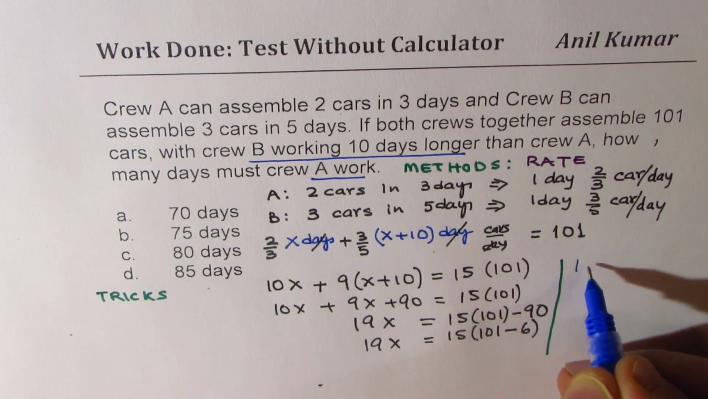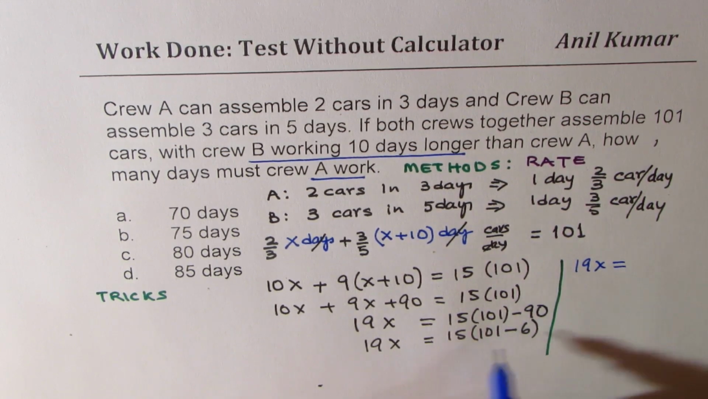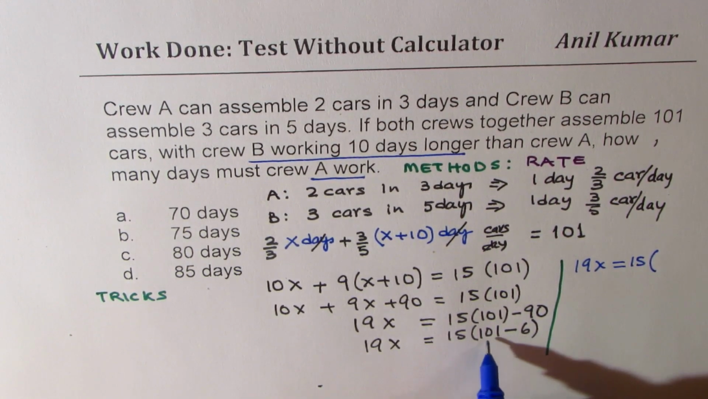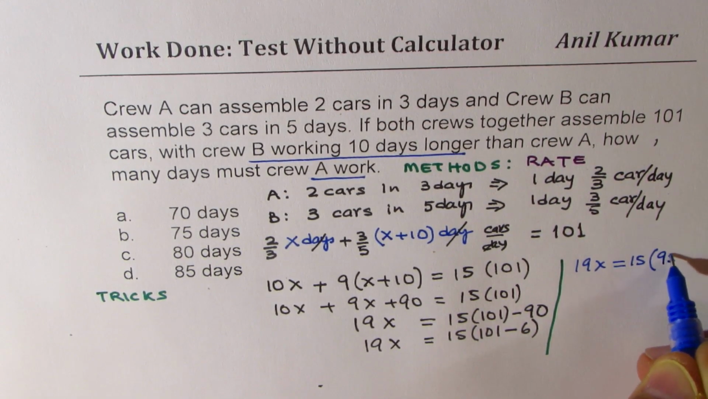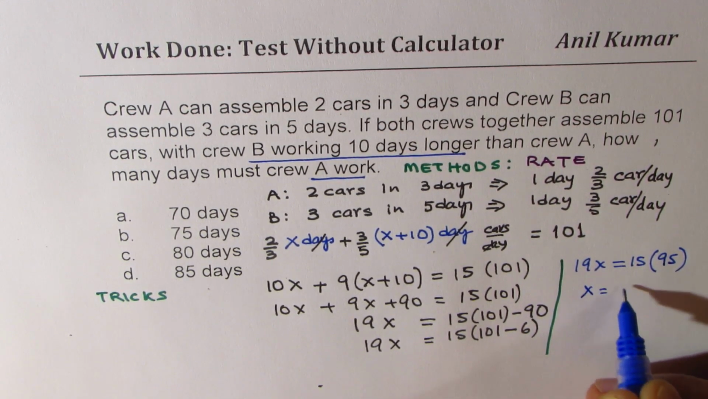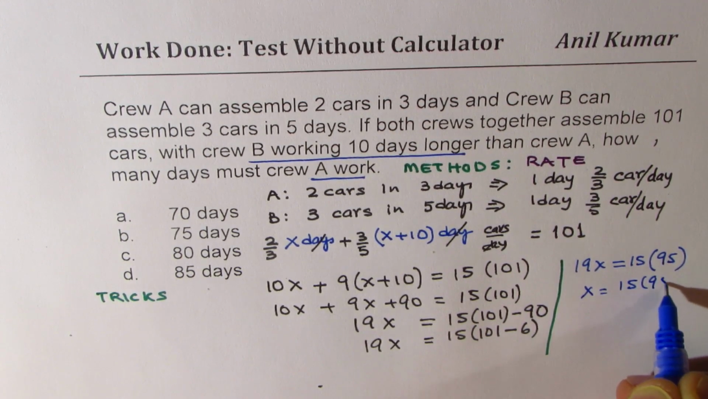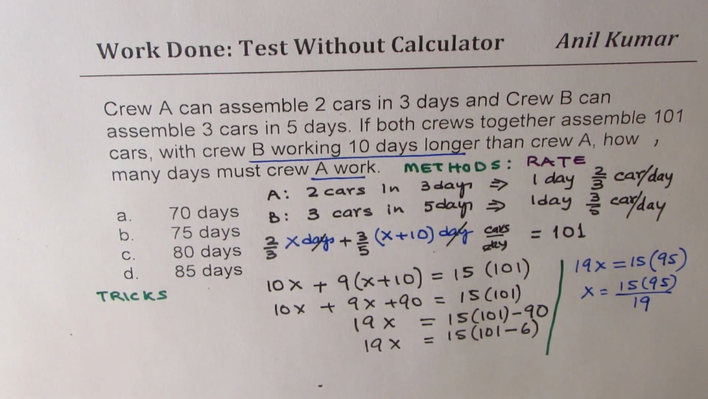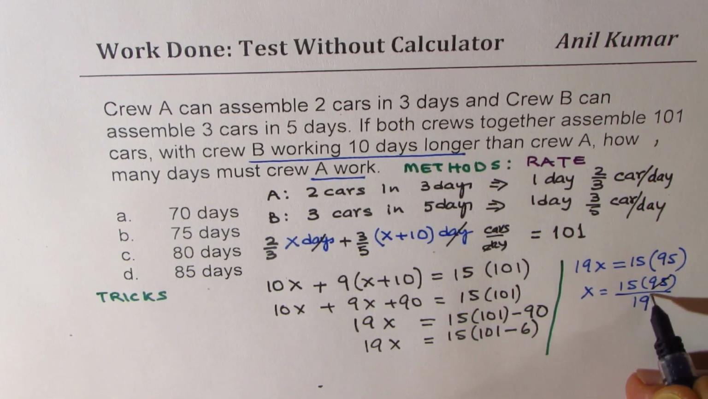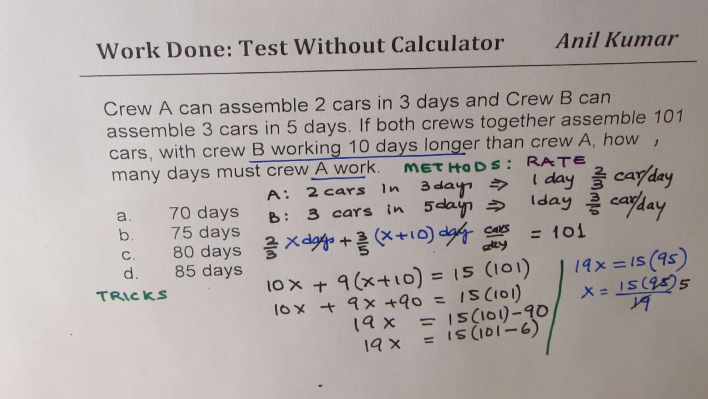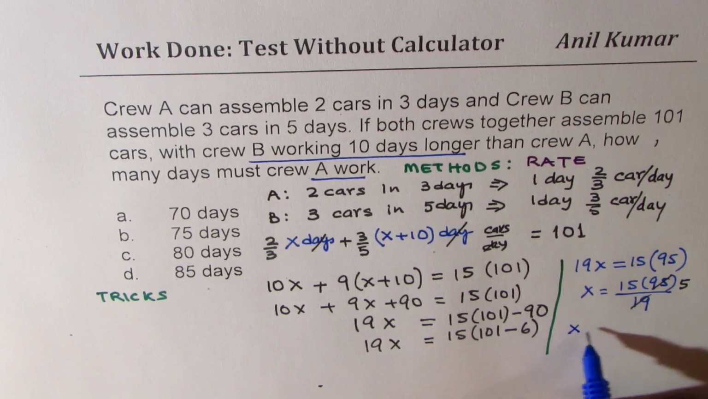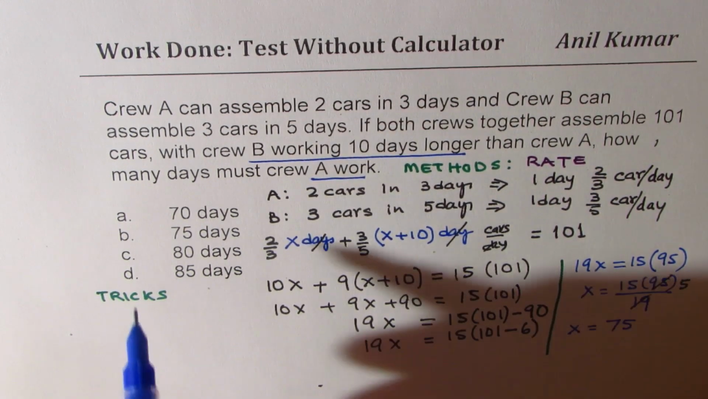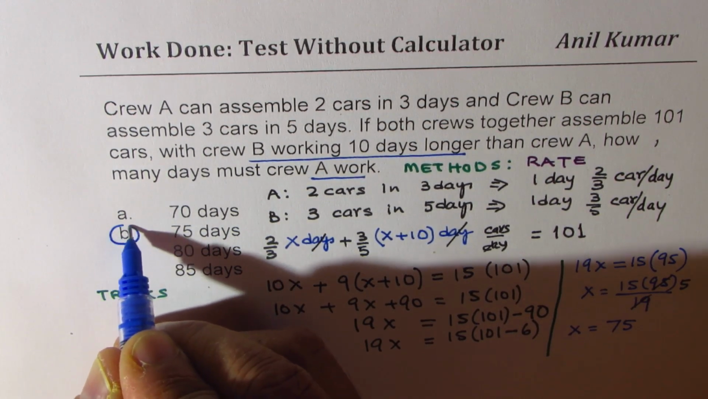So we have 19x, I'm just rewriting this. 15 times, since calculator is not allowed, right? So what we get here is 95. And x is 15 times 95 divided by 19. And 19 will cancel this 5 times. So we get x as equals to 15 times 5, which is 75. And so the answer is B.